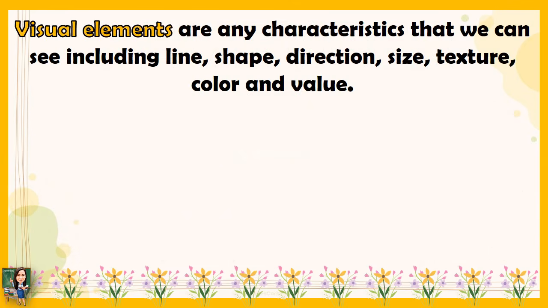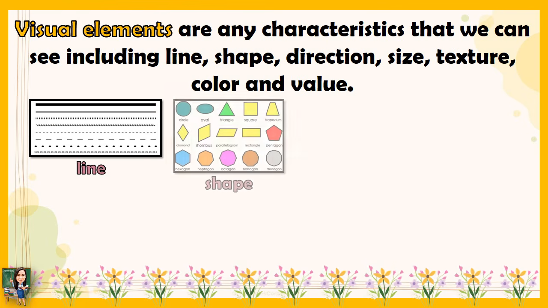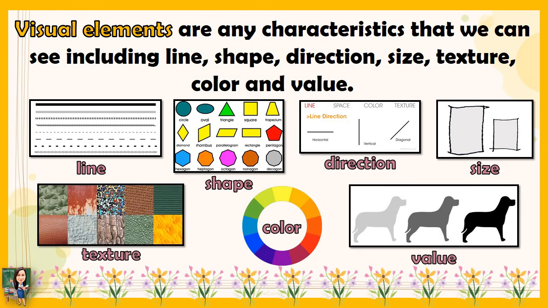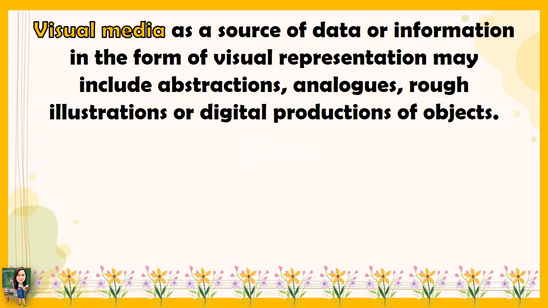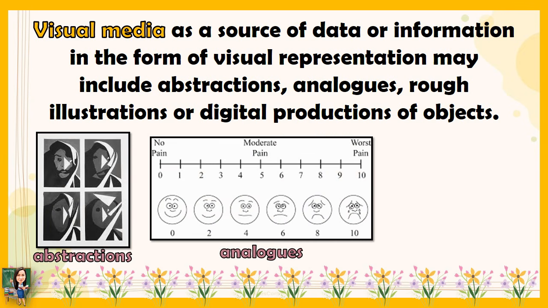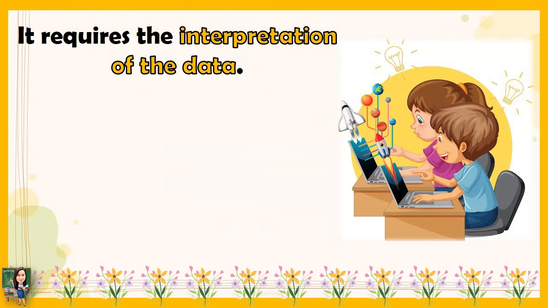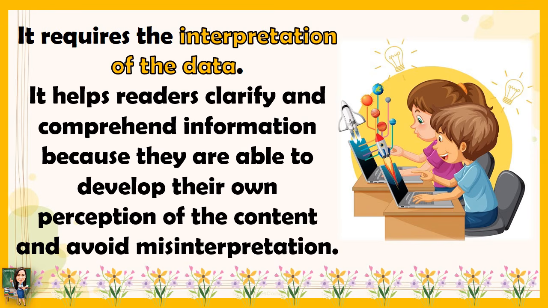Remember, visual elements are any characteristics that we can see including line, shape, direction, size, texture, color, and value. Visual media as a source of data or information in the form of visual representation may include abstractions, analogs, rough illustrations, or digital productions of objects. It requires the interpretation of the data. It helps readers clarify and comprehend information because they are able to develop their own perception of the content and avoid misinterpretation.